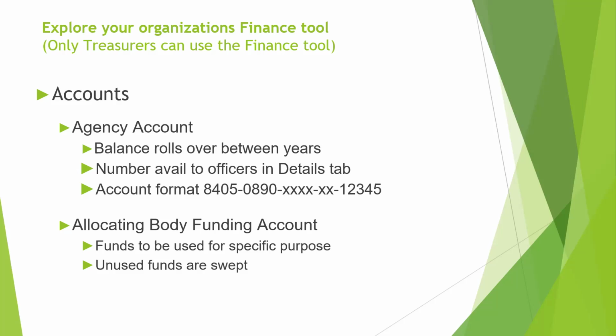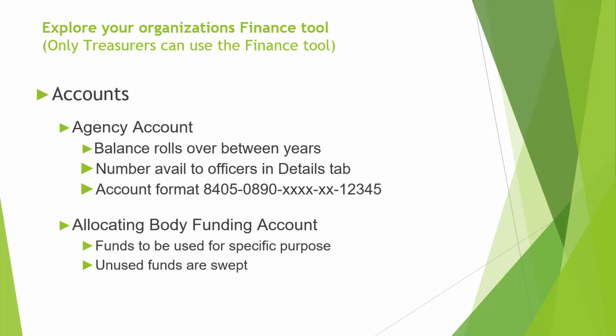There is an account number associated with each one of your agency accounts. All agency accounts have the same format as you see there in the example. The 1, 2, 3, 4, 5 will be unique to your individual organization. So everybody has a different 5-digit number at the end. That number is both in the finance section for your use, as well as in the details tab of your organization, so that your other officers, when they're completing forms and it asks for your agency account number, they don't have to keep contacting you. They can look it up themselves.